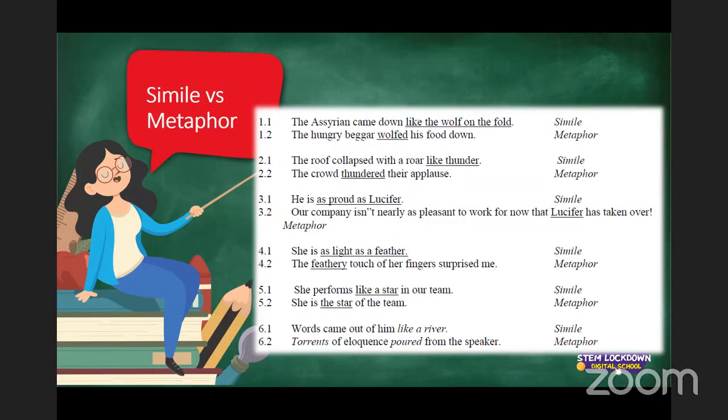4.1, she is as light as a feather. So that's a simile. And the second one, the feathery touch of her fingers surprised me. So that would be the metaphor. Fifth, she performs like a star in our team. And then a metaphor would be she is the star of the team. See the difference there. And the last set, words came out of him like a river. So that would be a simile, whereas the metaphor would be torrents of eloquence poured from the speaker.